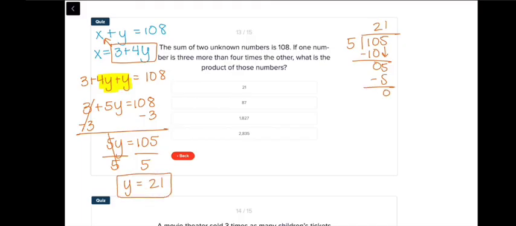Now let's find what the second number is. The second number is going to equal 3 more than 4 times 21. So x will equal 3 more than 84. So x will equal 87. Now our final answer is to find the product.